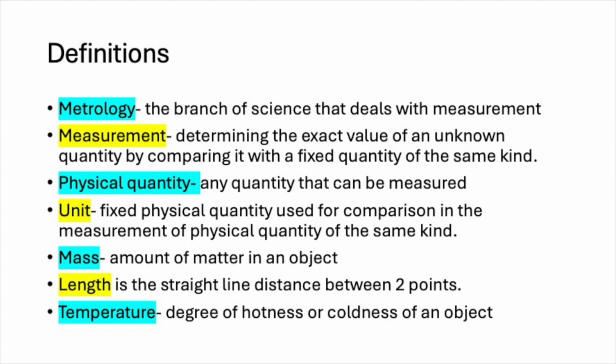Mass is the amount of matter in an object. Length is the straight line distance between 2 points. Temperature is the degree of hotness or coldness of an object.